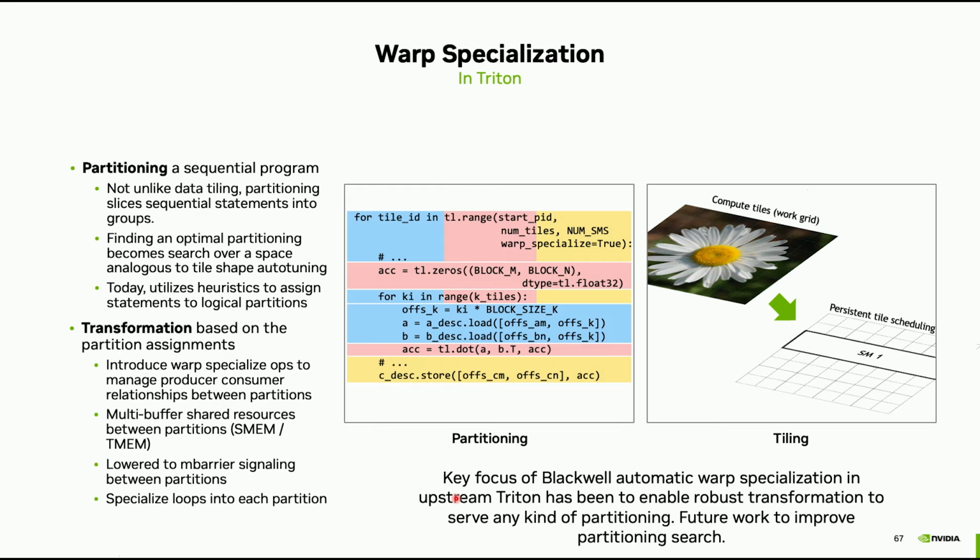And I'll make one note here: the key focus of Blackwell automatic warp specialization so far has been on the second part, on transformation. I said the first part, I meant the second part. We have been very careful at trying to make the mechanical process of taking any partitioning and lowering that down into a warp specialized program. And less time has been spent on finding the optimal automatic partitioning.